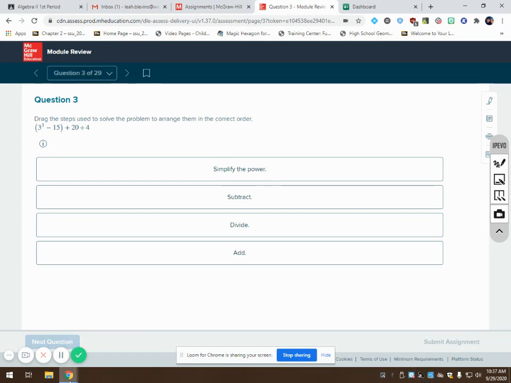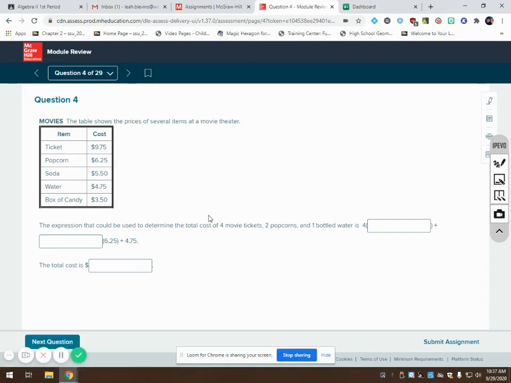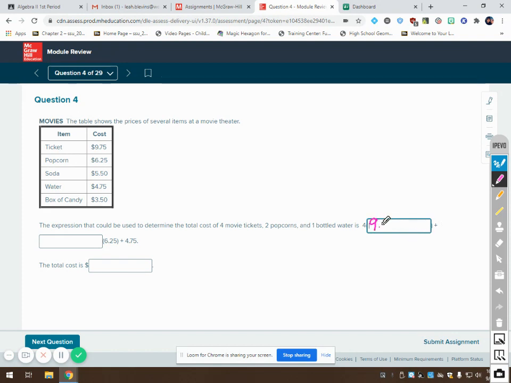Okay, next question. Buzzing right along here. Question number 4. Movies. The table shows the prices of several items at a movie theater. Determine the total cost of 4 movie tickets. So movie tickets are $9.75 each. So 4 times, and then this would be where I would write in my $9.75.